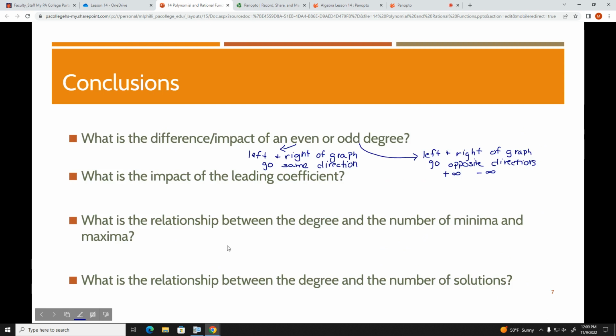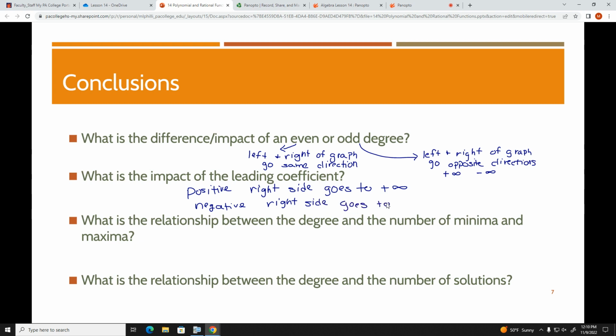So what is the impact of the leading coefficient? If it is positive, the right side of the graph goes to positive infinity. And so that's like in the long run, the result of this graph. Because of that positive coefficient, it's going to positive infinity. And if that leading coefficient is negative, then the right side of the graph goes to negative infinity.